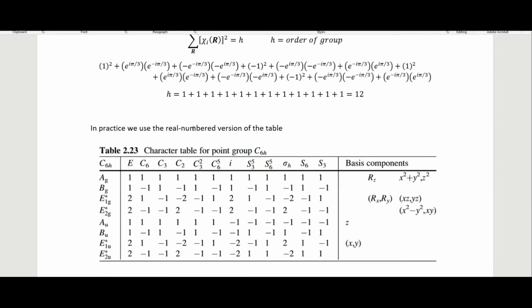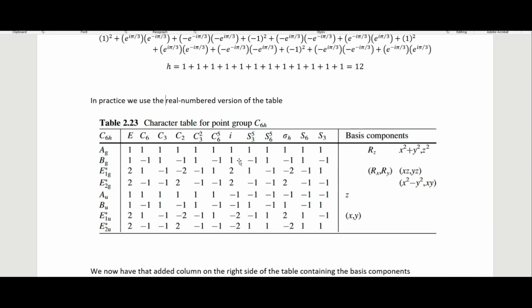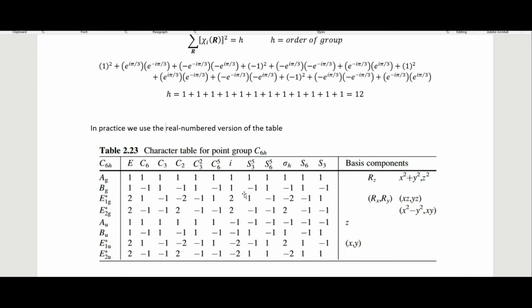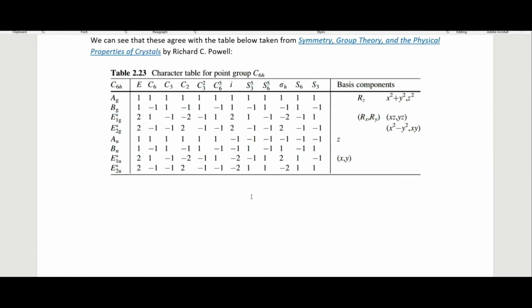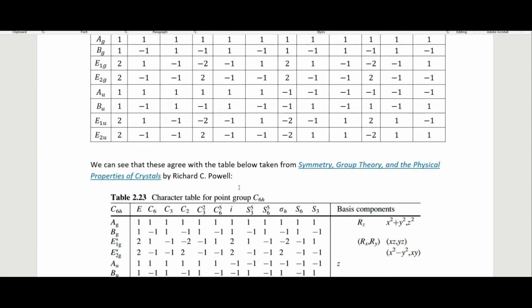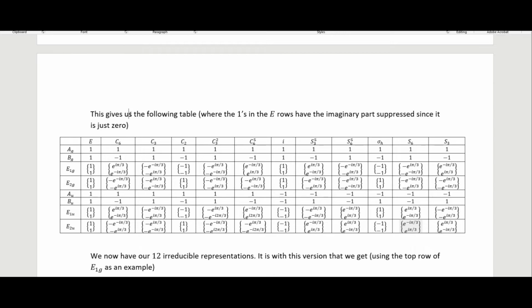But in practice, we usually just use the real-numbered version because we like to work with real numbers when we're thinking about things in real space. And so this table we see here is something you would often find in a book. Like I said, I got this out of this book up here, Symmetry, Group Theory, and the Physical Properties of Crystals. But one of my inorganic chemistry textbooks actually has it in this version here, which is kind of how I knew what the answer was supposed to be, but I just copied this out of my inorganic chemistry textbook.